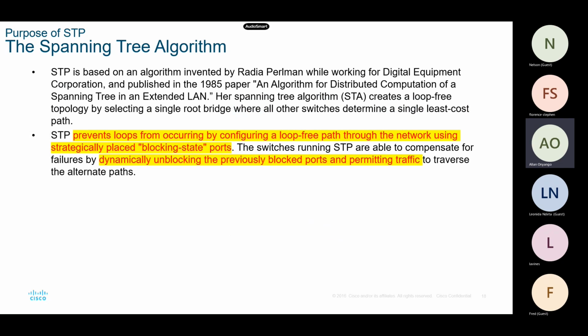Remember, I also did mention that STP means spanning tree protocol, and the name of the exact algorithm that makes spanning tree work is called STA, spanning tree algorithm. The major role of STP is to prevent layer 2 loops from occurring by configuring paths that are loop-free, paths that cannot form loops through the network, and strategically or logically placing some ports in blocked states to prevent the formation of layer 2 loops. The blocking is always done dynamically or automatically, and ports can be unblocked depending on how the topology changes.